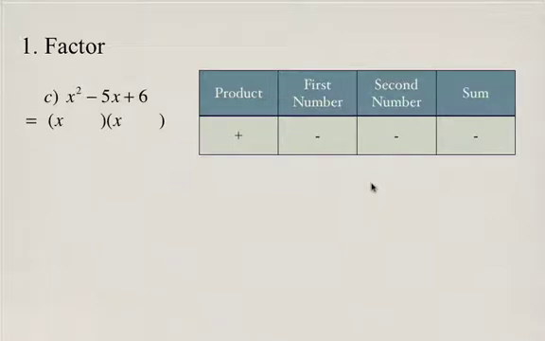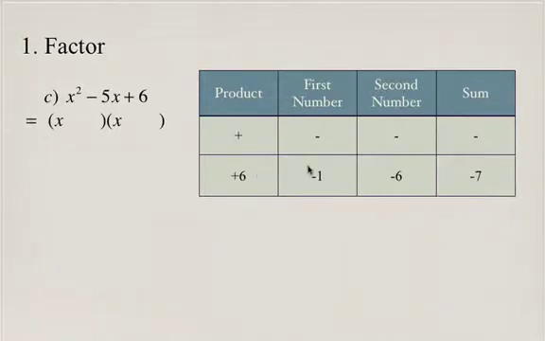So we'll once again start with our product, which has to be +6, and this time we're going to start with -1, because remember, our first number has to be negative, and -1 times -6 is equal to +6, but -1 plus -6 is -7. So -1 and -6 is not the solution.